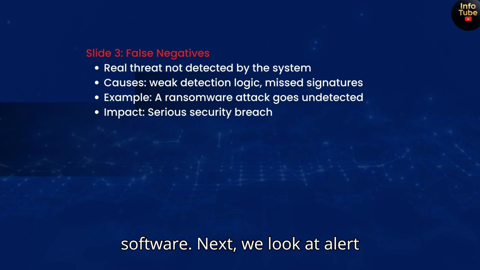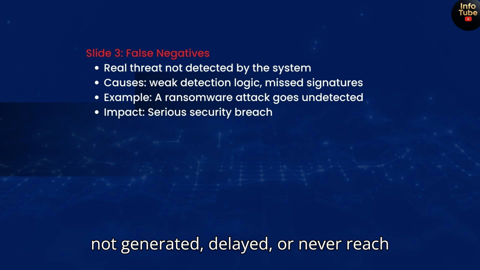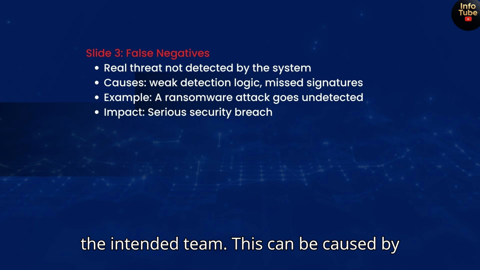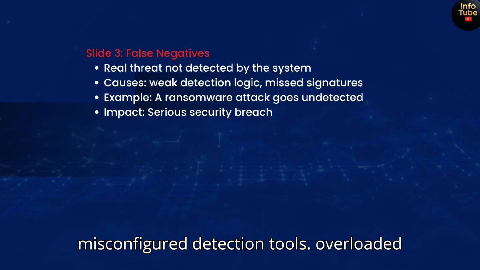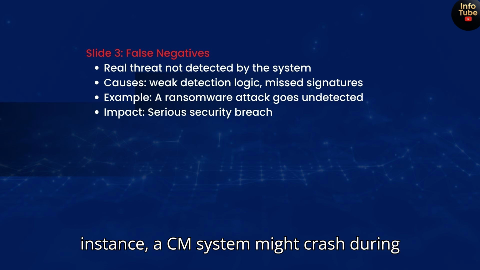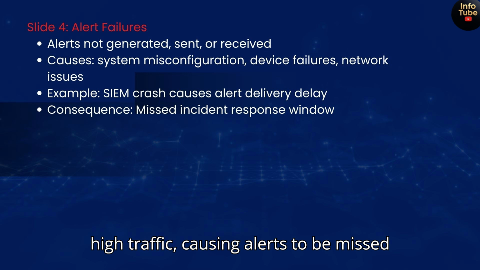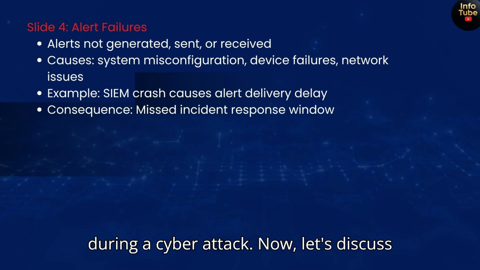Next, we look at alert failures. These happen when alerts are not generated, delayed, or never reach the intended team. This can be caused by misconfigured detection tools, overloaded systems, or network failures. For instance, a SIEM system might crash during high traffic, causing alerts to be missed during a cyber attack.